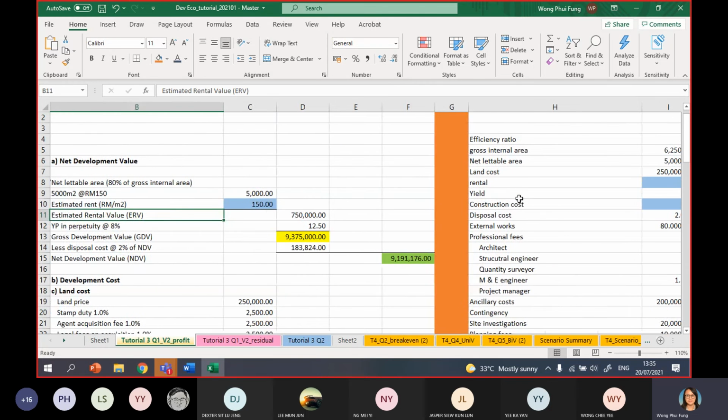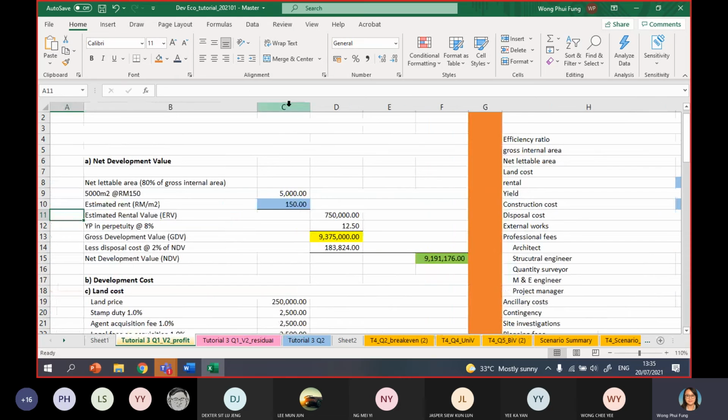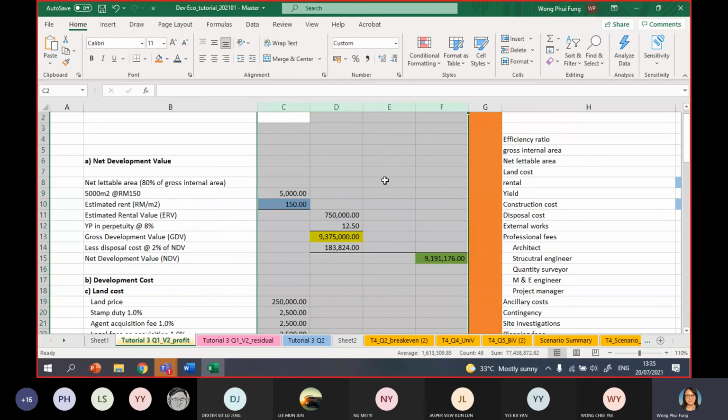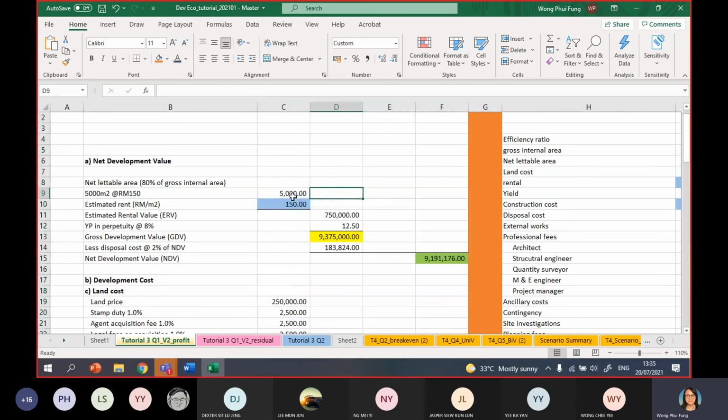So one main important rule is all the figures here, do not type. You do not type like 5,000. You do not type 150. Cannot type. You must link from the variable table. Then only later on, in tutorial 4, you can conduct the risk analysis. Because you need to link. If you didn't link, later when you do the risk analysis, there is no effect. So you have to link from the variable table.